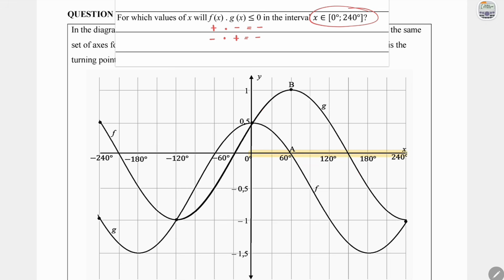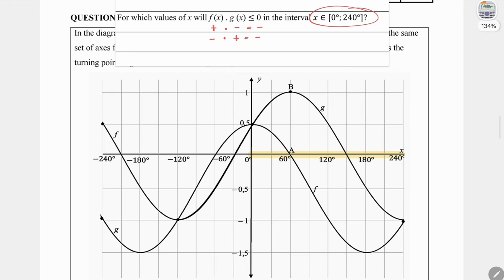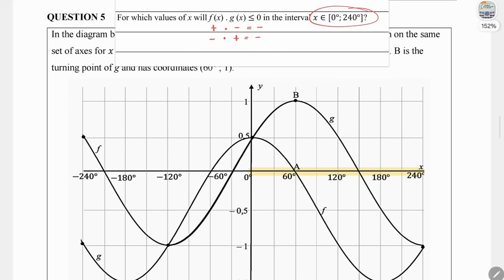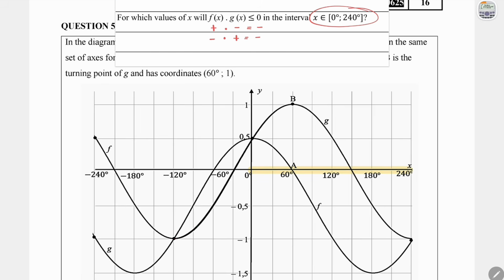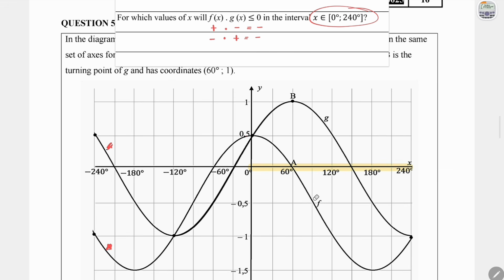So we're only supposed to look here within 0 to 240 degrees. Where is the graph of f positive? Where does it have positive y values? And at the same time, the graph of g has negative y values. Okay, so I'm just going to cancel these out so it's not confusing. So we have this being f, and that is g.